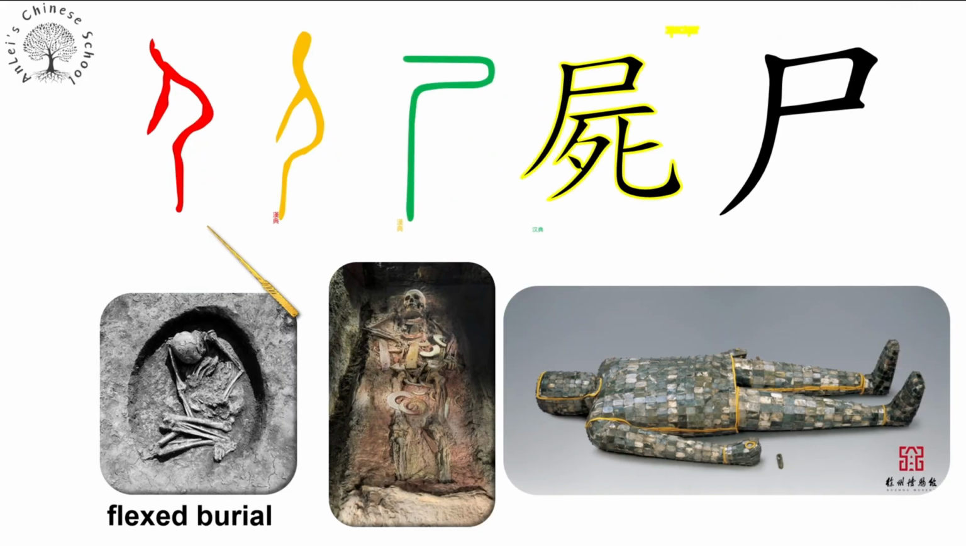This character, in oracle bone inscription and bronze inscription, also looks like a person's profile, but the body has become more bent. This is a dead body. Flexed burial can be traced back as early as 30,000 years ago. In small seal script, it looks like a curved corpse. The traditional character put the character 死 on the bottom. It means death. The simplified character removed the death.